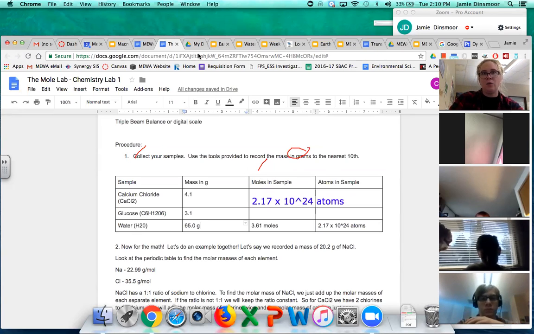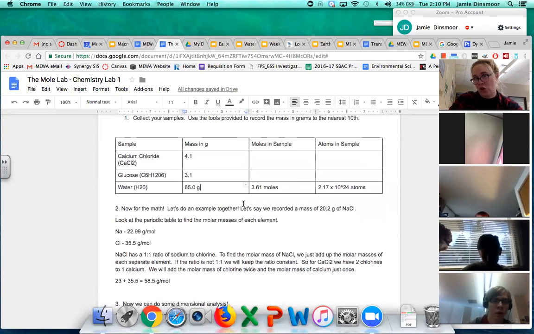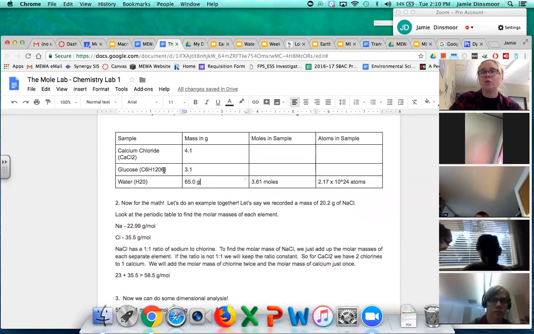Okay, so now you guys are going to do the other 2 by yourself. So using the mass that I collected for you, of calcium chloride and glucose, you're going to figure out the moles and the atoms. Keep in mind, glucose is going to be the biggest molar mass here, right? C6H12O6. That means there are 6 carbons, 12 hydrogens, and 6 oxygens. Calcium chloride will be much more similar to water in terms of how you figure out that molar mass.